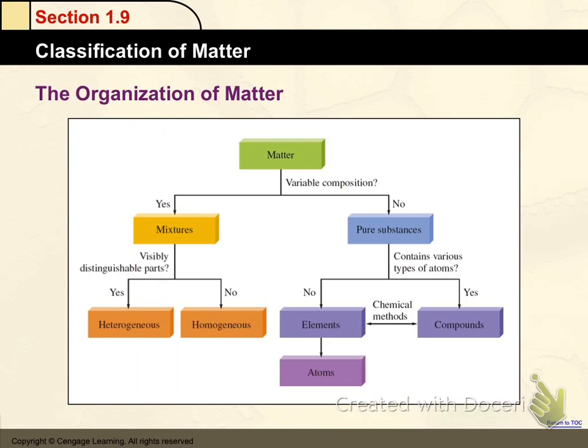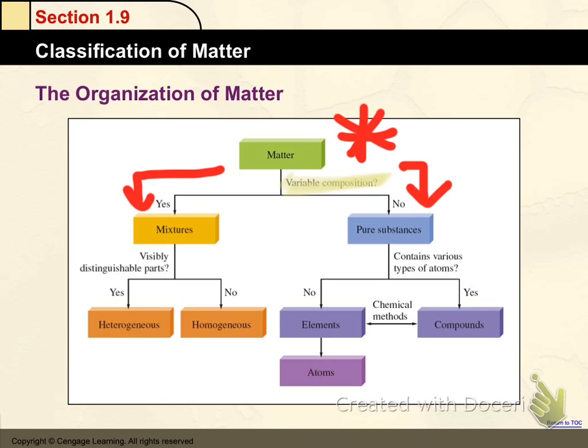Here we've got an organization of matter chart, a table. It just says that you've got matter as the overriding biggest thing, so that's on the top of your flow chart. Does it have a variable composition, it asks? If it doesn't have a variable composition, then we can follow our line down here. If it's non-variable, then it's a pure substance. If it is variable, then it is a mixture. Let's go over by the mixture area. Is it distinguishable visibly? Yes, then it's heterogeneous. No, then it's homogeneous.